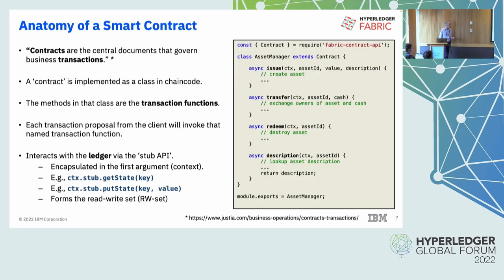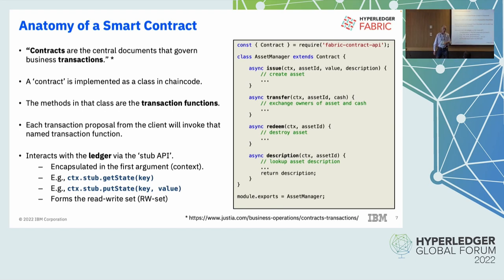Okay, so this isn't about smart contracts, but it's useful to know what a smart contract does and what it looks like. The important thing to note is that all transactions have to go through a smart contract. All interactions with the ledger have to go through a smart contract. This is the framework of what it looks like. You'll have a class, this is JavaScript, a class that extends contract, and then you've got methods. Each of those methods is a transaction function. So we've got four transactions: issue, transfer, redeem, description.